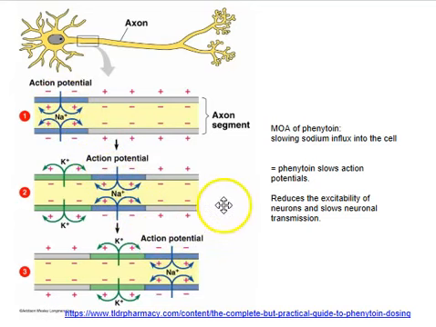What I do like about this diagram is that it shows the action potential spreading, and you can follow it and see the importance of sodium through this propagation. The first drug we're going to talk about is phenytoin, a sodium channel blocker, like many of the other drugs in this lecture, and it's going to slow the influx of sodium into the cell. If you do that, you're going to very dramatically slow the action potential. And if you slow the action potential, you're going to reduce the excitability of these neurons, and you're going to slow the neuronal transmission of this electronic message.